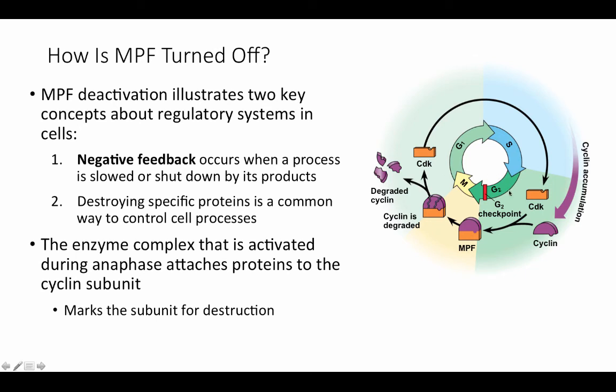So the enzyme complex that's activated during anaphase attaches proteins to the cyclin subunit, and those proteins that are attached to the cyclin are going to mark it for destruction. They're going to attract proteases that are going to break down that cyclin. So that's going to lead to the deactivation of MPF. Remember, this isn't active unless a cyclin is attached to it, and that is how the concentration of cyclins decreases as it goes through the M phase and starts again in interphase.